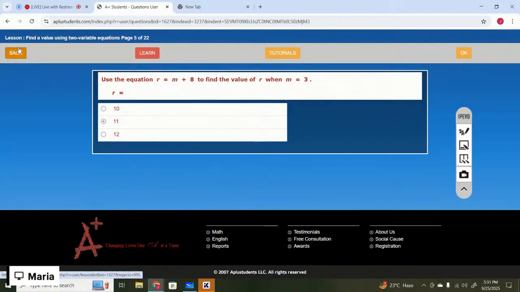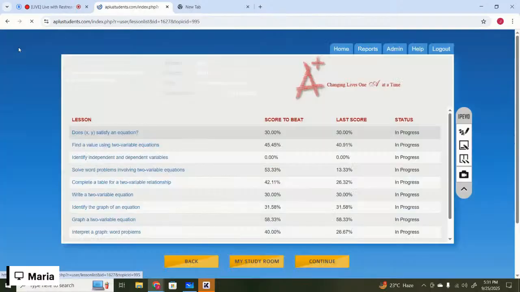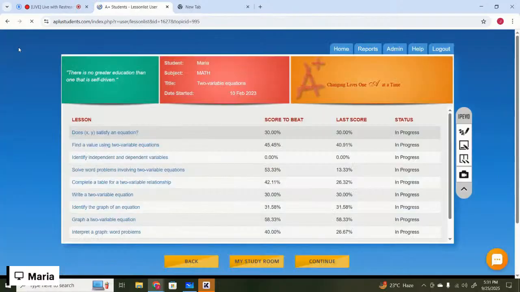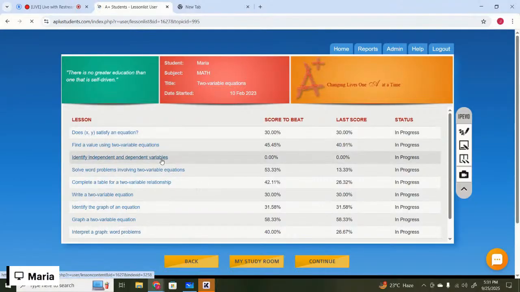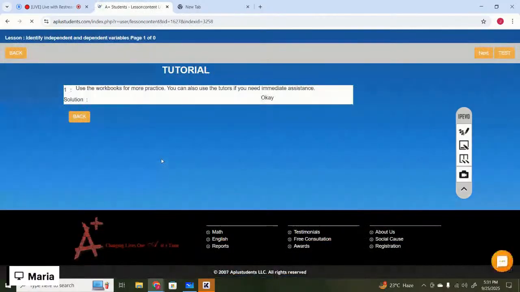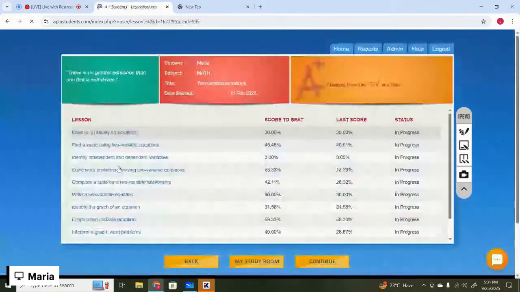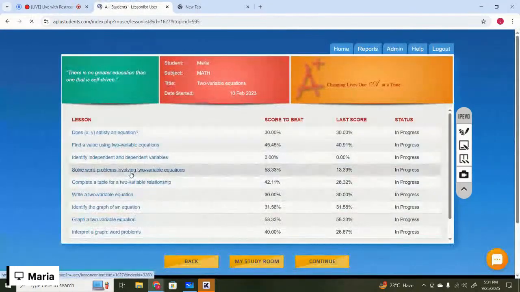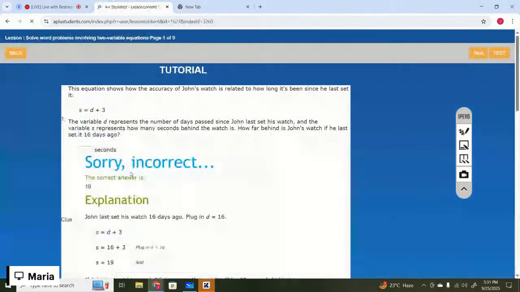Okay, you can complete the lesson by yourself here today. Let me just move on to the next lesson. The next lesson is identify dependent and independent variables. Okay, use the workbook. So let's just do the next lesson, that is word problems involving two variable equations. Let's just start with the test questions.